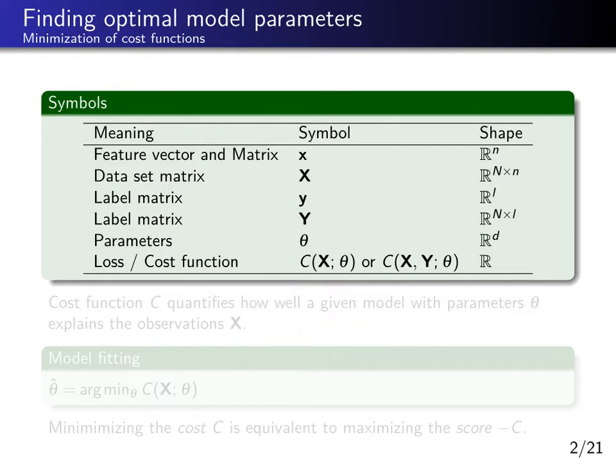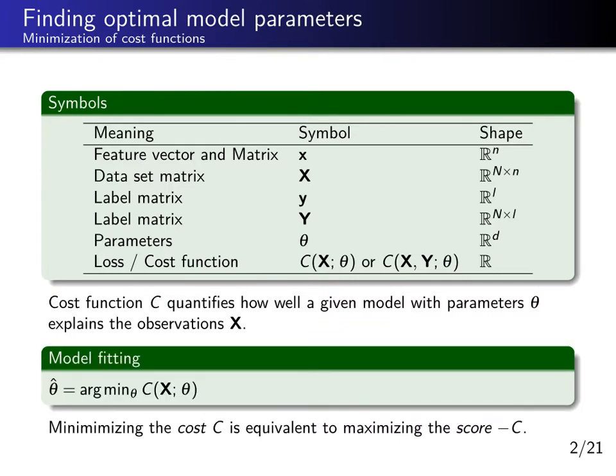Now, finally, the quantity we want to train or minimize is the loss or cost function. We use the convention to call it C, and it depends on X and Y, so inputs and labels, and the parameters theta. That's for supervised learning, and for unsupervised learning, perhaps we don't have Y as an argument in the loss function, we just have the inputs X.